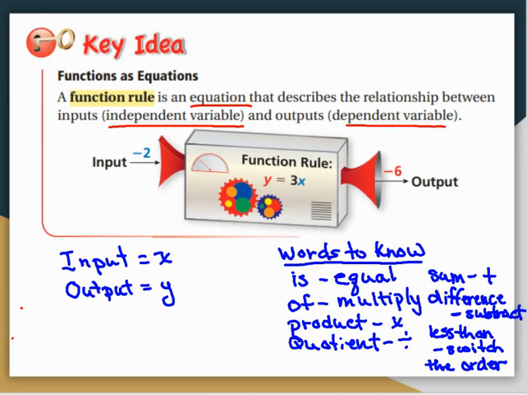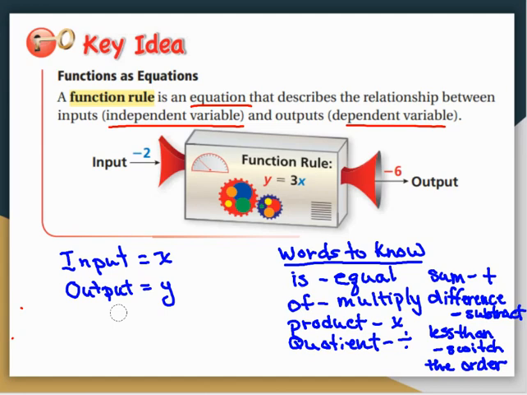A function rule, they say rule most of the time. The rule is an equation. So if it asks you to find the function rule, they're asking you to find an equation. It would be an equation that describes the relationship between the input, the independent variable, and the output, the dependent variable. I just want you to know that in an equation, always, the input is represented by x and the output is represented by y. On the coordinate plane, the input is always the x-axis and the output is always the y-axis.